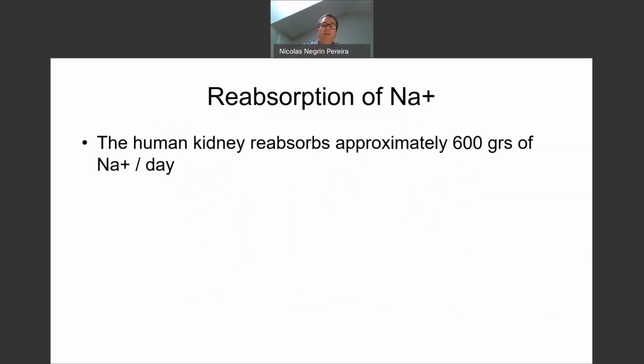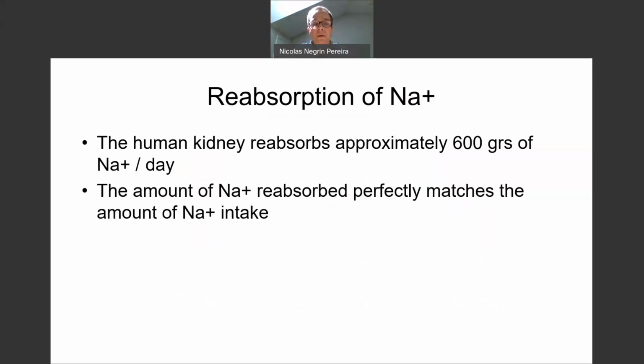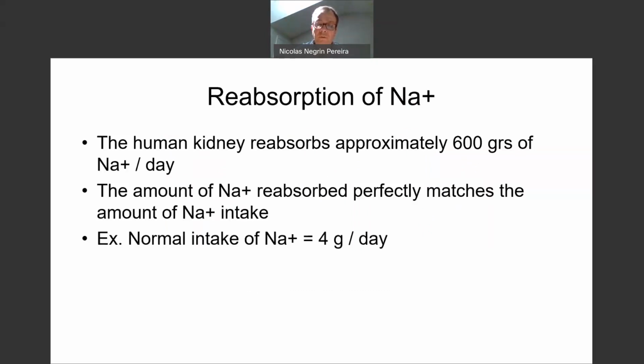Now, let's have a look at the reabsorption of sodium. The human kidney reabsorbs approximately 600 grams of sodium per day. That's a normal reabsorption of sodium by humans. The amount of sodium being reabsorbed perfectly matches the amount of sodium being ingested by the individual. So that's a way of keeping the homeostasis of sodium, the equilibrium of sodium within the organism.